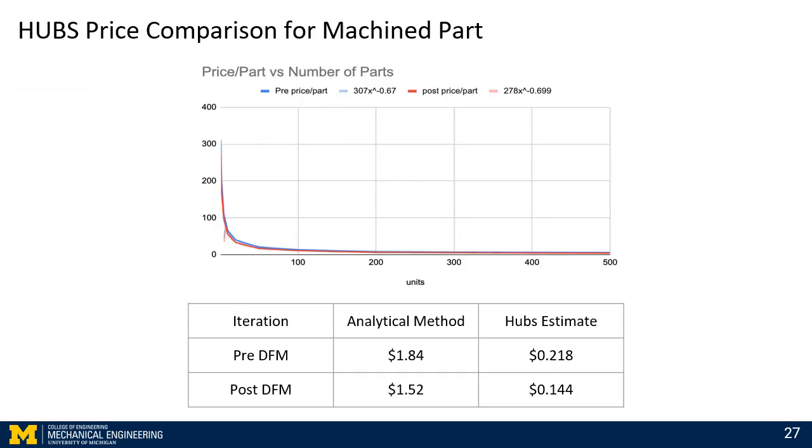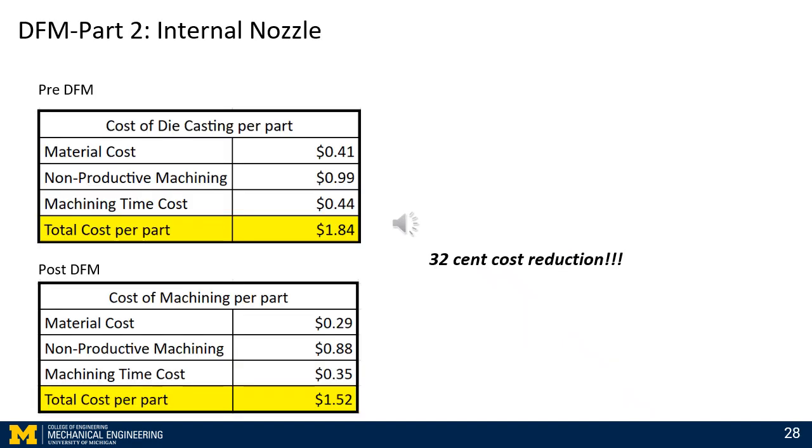Our analytical method indicated a 32-cent reduction after our design for manufacturing, going from $1.84 to $1.52. Our Hubs estimate indicated that we went from 21.8 cents per part to 14.4 cents per part, almost a reduction to half. Here you can see where in the process the cost was reduced for the internal nozzle redesign.